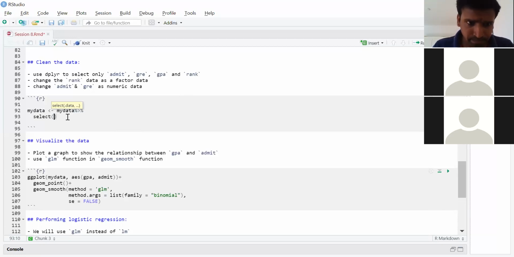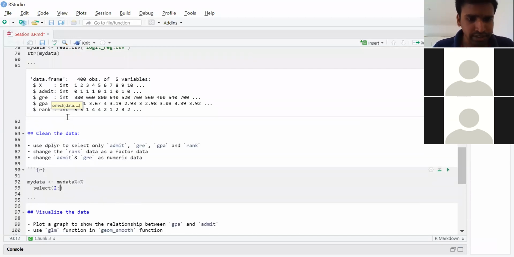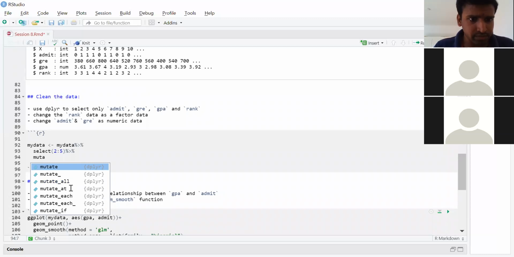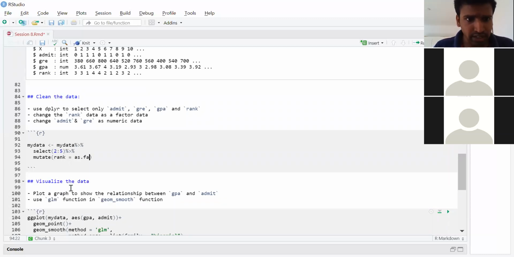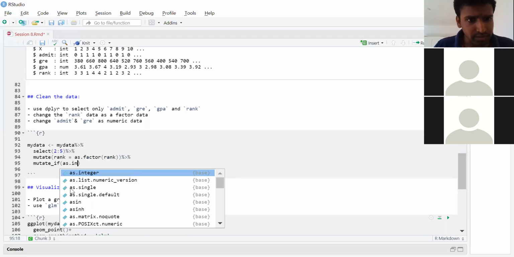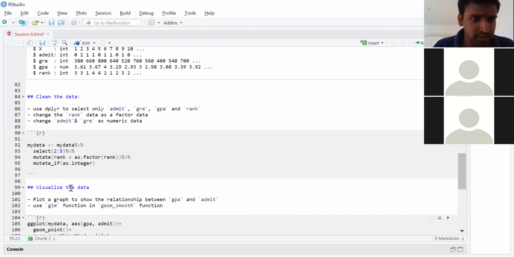So you select admit. This should be like 2:5, right? And then say mutate, rank is equal to as.factor(rank), yeah, and then say mutate if, as.integer, like is.integer, because if that is integer, as.numeric. Okay.